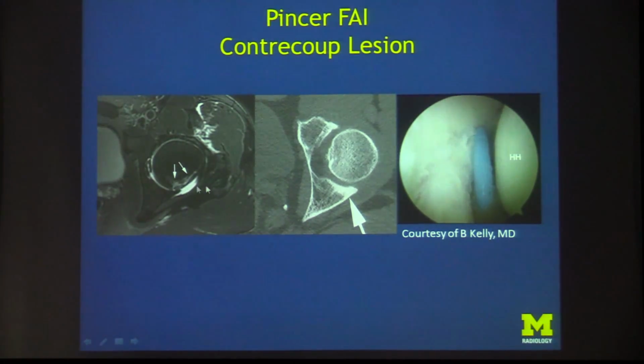And we may see subchondral marrow edema and subchondral bony changes involving the posterior hip, and cartilage loss involving the posterior hip as well. So this is the contrecoup sign, and it is considered a poor prognostic indicator in these patients.